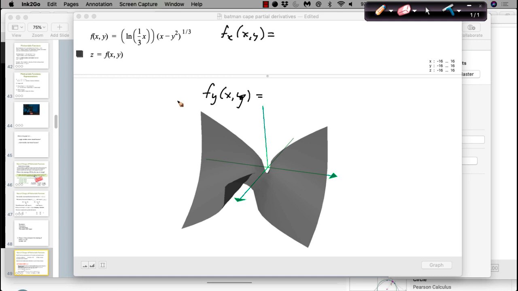Okay, so maybe y is easier. How would you do the partial with respect to y? What happens to this natural log of 1/3 x? Just comes along for the ride, right? Because it's multiplied. So this is just a constant, right? If x is a constant, then this whole thing is a constant. So you just hold on to it, and then we need the derivative of this. How are we going to do the derivative of that with respect to y?